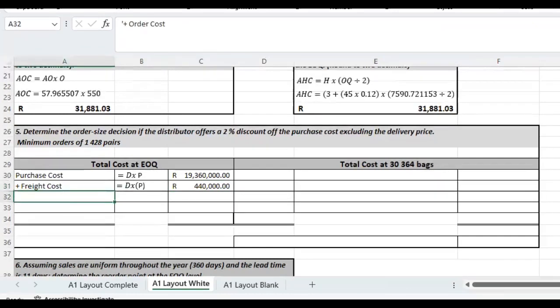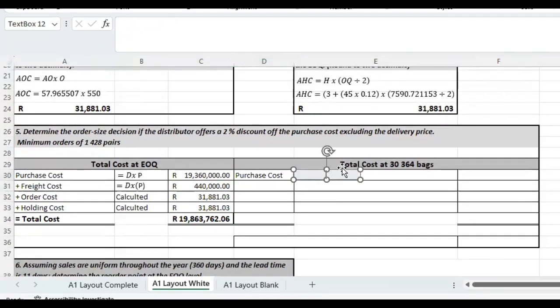We don't have to worry too much about the order cost and about the holding cost because we have just calculated both of them above here. So in both cases, we can just put in those amounts, the 31,881 there and the same amount there. And then what we do is, of course, to get to the total cost, we simply add them up. Okay, so that is at the economic order quantity. So now what happens if we accept this 2% discount for 30,364 bags? Well, once again, we have the purchase cost.